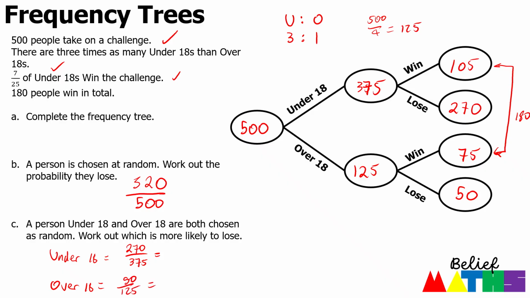Now, how do we compare those? Usually we'd say, well, let's make the denominator the same. But because we have a calculator, we're just going to make that into a decimal number instead. So that gives us an answer of 0.72. And then 50 over 125 gives me an answer of 0.4. So who's more likely to lose? It's the under 18.